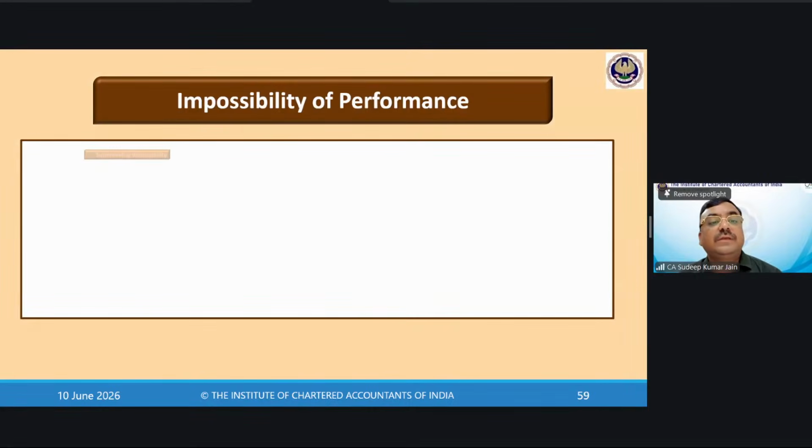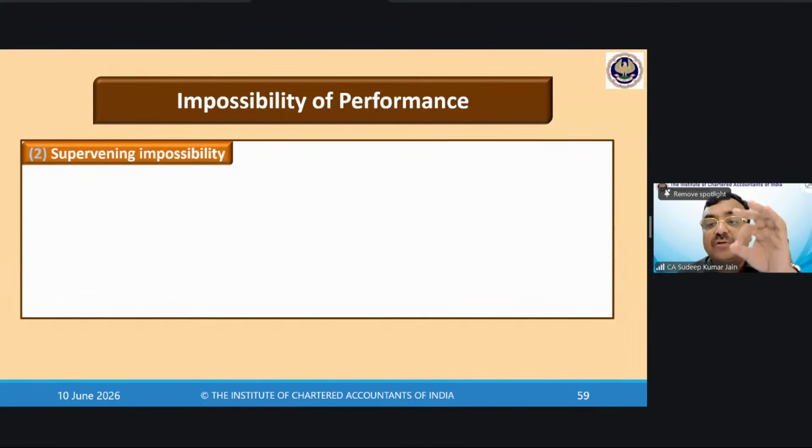So one thing: if impossibility existed at the time of contract, the contract is void whether known to parties or not known to parties. But if only one party has an idea about the impossibility, the contract is still void, but the other party can claim compensation for non-performance. Please note down, the contract is void whether known to parties or not.